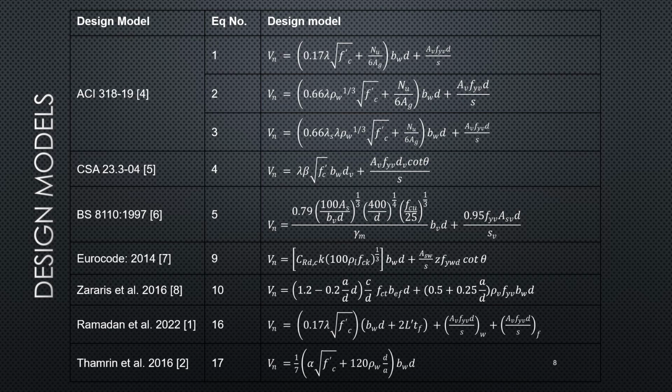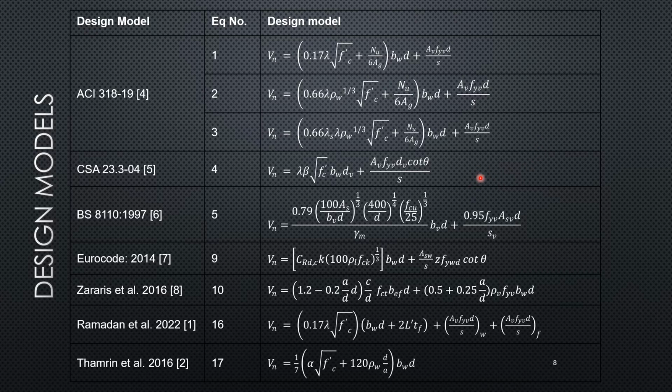Moving on to the design models. The shear capacity of any section is calculated by the superposition of concrete and steel contribution to shear capacity. In 2019, the shear calculations of the ACI were changed to add the effect of the member size and the longitudinal reinforcement. The shear capacity could be calculated by equations 1 to 3 if the minimum transverse reinforcement is provided. However, if it's not provided, the size effect is considered, and we use equation 3 to calculate the shear capacity.